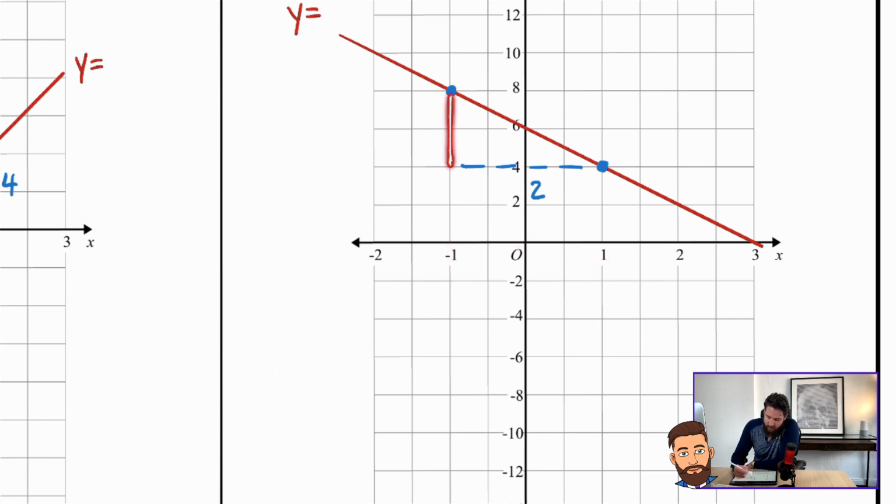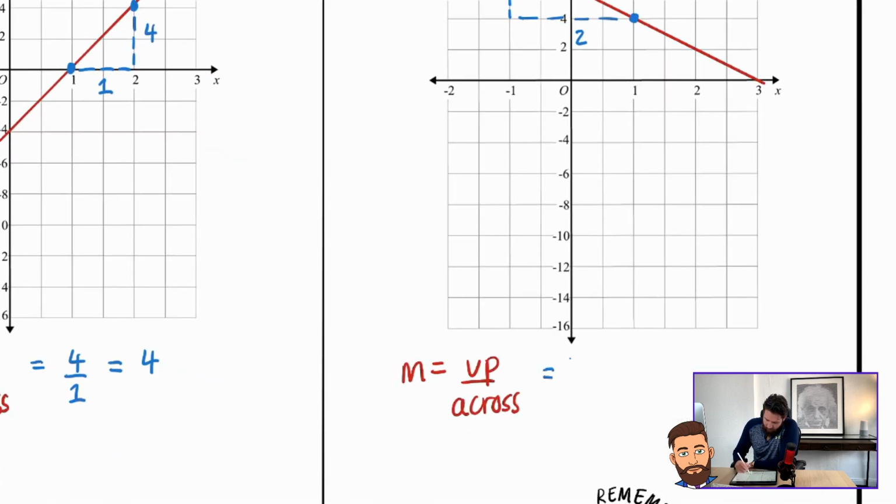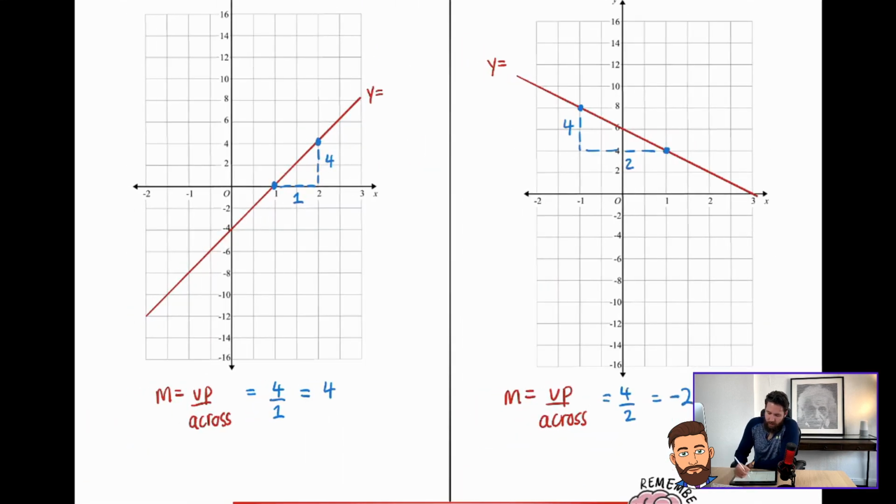How far up is it? Well, it's going to be 2 squares, and every square is worth 2 units, so it's going to be 4. It's going to be 4 up. So, up is 4, and across is 2. 4 divided by 2 is 2. So the gradient is 2, but not just 2. Remember, it's a negative gradient, so it is negative 2. Our gradient is going to be negative 2 because it's going down.